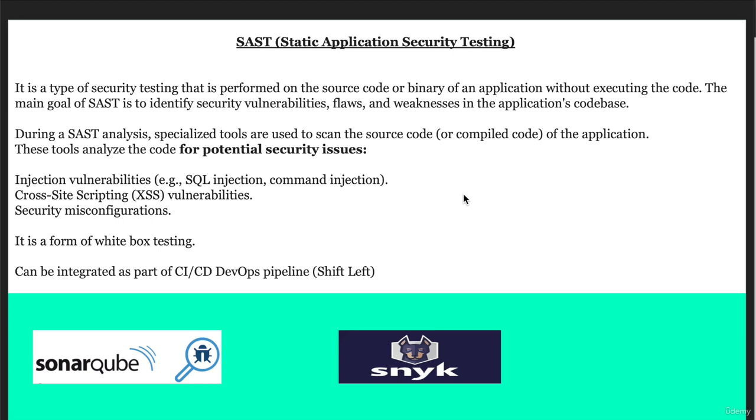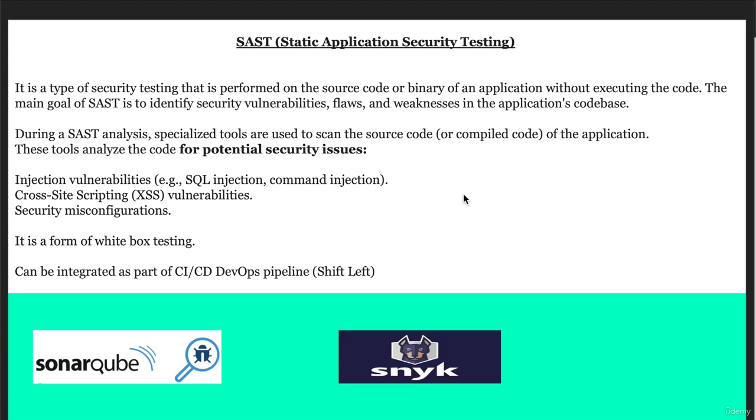The SAST process is conducted early in the software development life cycle, typically during the coding and testing phase. By identifying the security flaws at an early stage, developers can fix them before the application goes into production. So it helps to reduce the cost and effort required to address the security issues.